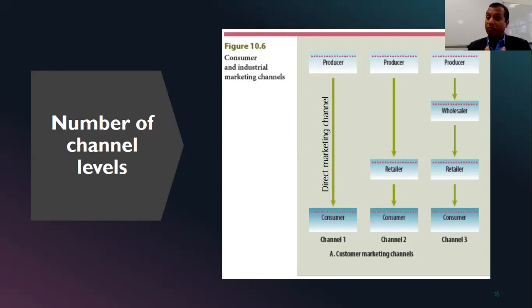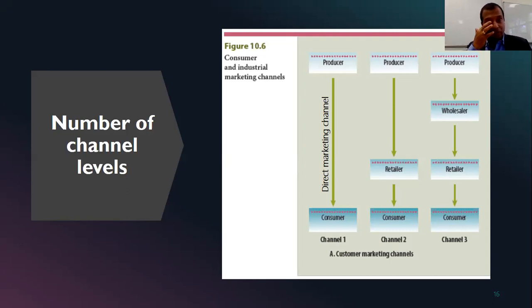So remember, channel 1 is the direct marketing, whereas channel 2, channel 3, or you can add more channels, right? More intermediaries, like channel 4 or 5 and so on, are the indirect marketing channels. Because the consumer is not getting the product or services directly from the company or manufacturer. So these are the indirect marketing channels, whereas channel 1 is the direct marketing channel.